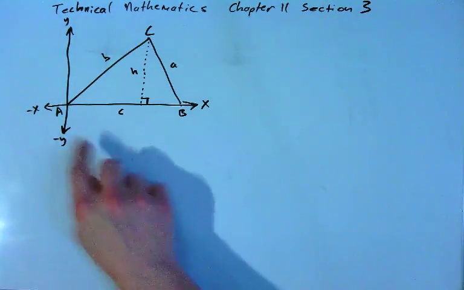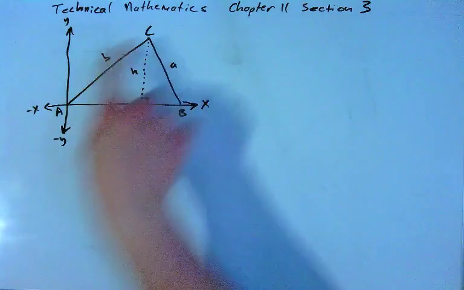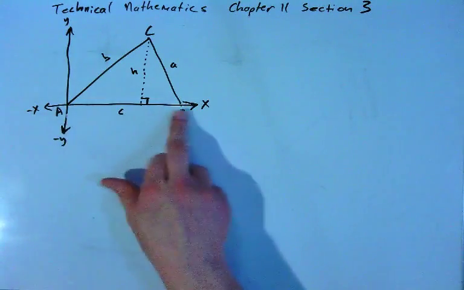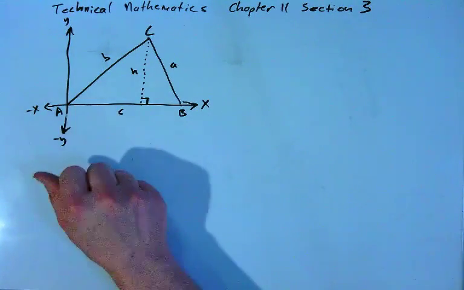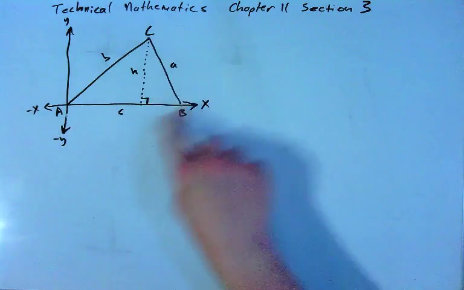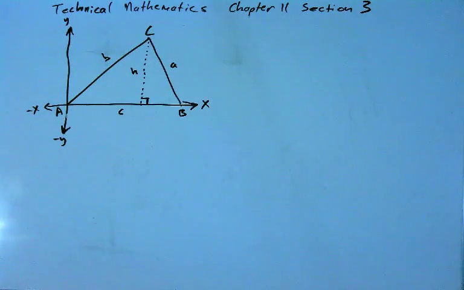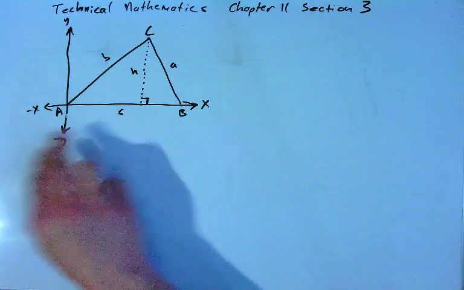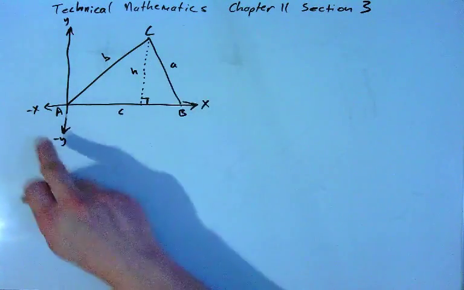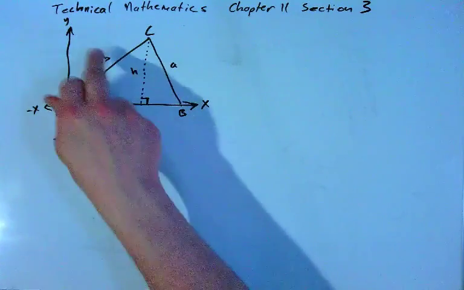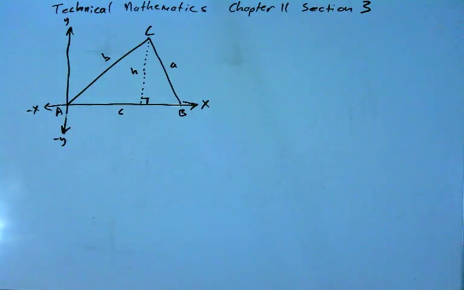So what I have here is an xy coordinate plane with an x-axis and a y-axis. I have a triangle in the plane where one of the legs of the triangle is directly on the x-axis. And then I have a height that comes up perpendicular off of the x-axis to point C. And so the triangle is in our standard position. We have angles A, B, and C, and we have the sides opposite, which are a, b, and c.